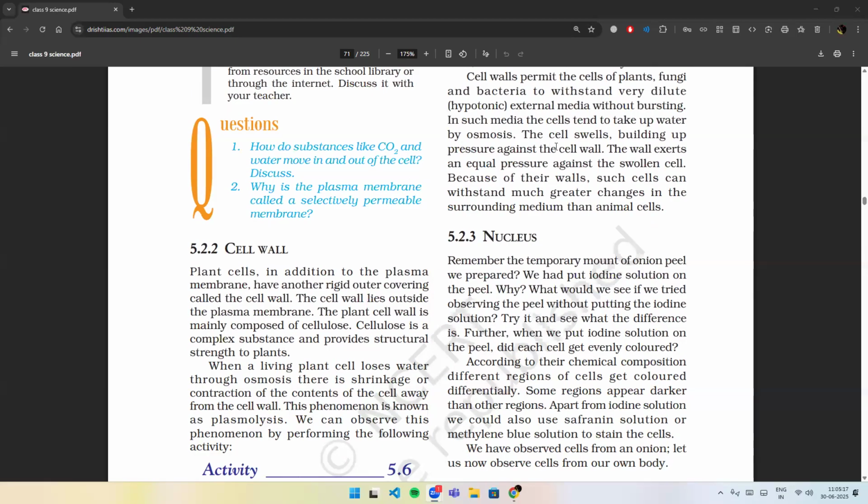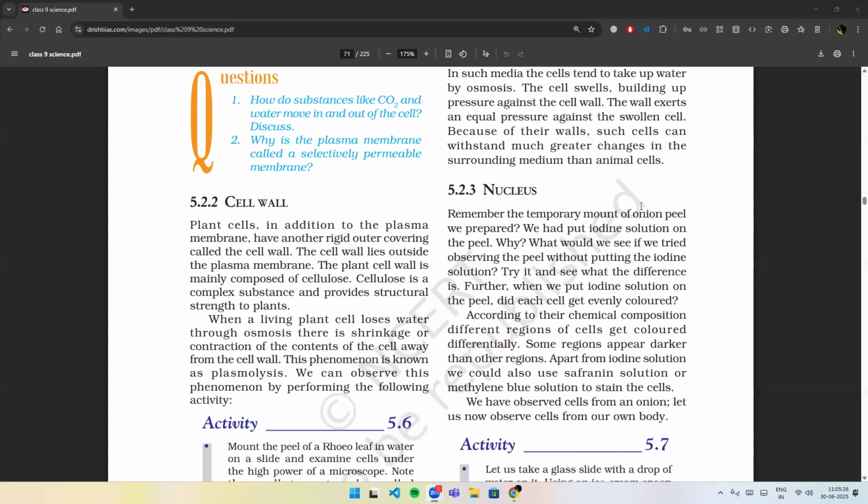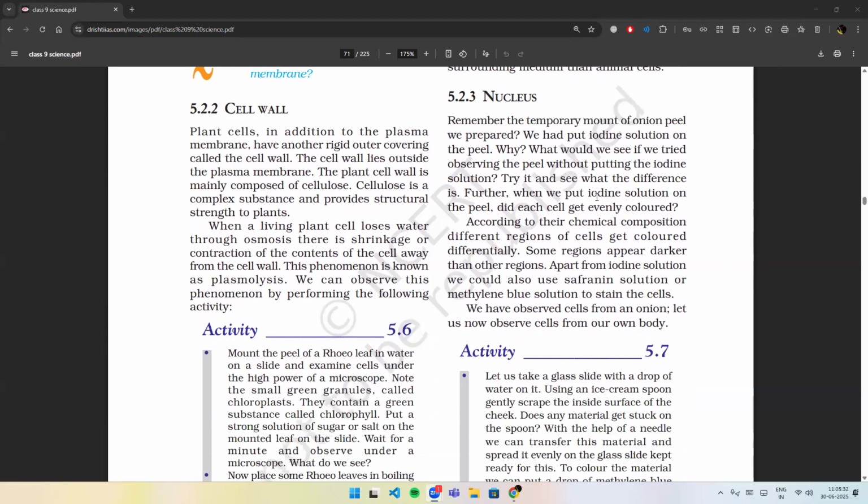The cell swells, building up pressure against the cell wall. The wall exerts an equal pressure against the swollen cell. Because of their walls, such cells can withstand much greater changes in the surrounding medium than animal cells.